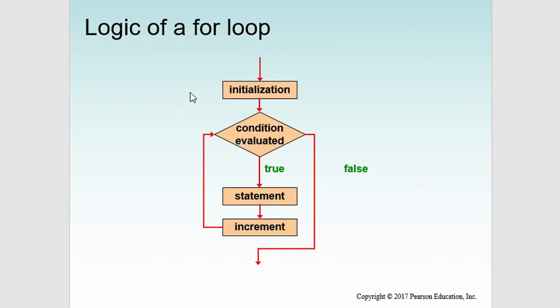So here's a flow chart for a for loop. You have the initialization, you have the condition, and if the condition is true, then we're going to evaluate the statement, and then we're going to do the incrementation. So the incrementation is going to be the last thing that's going to happen in the for loop.